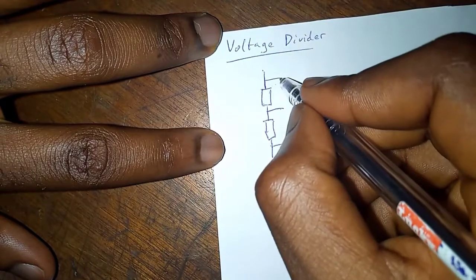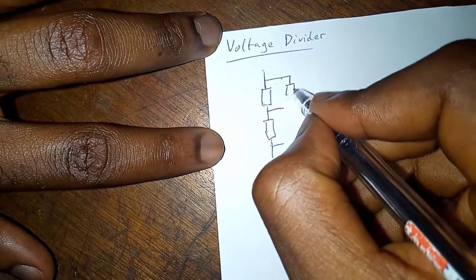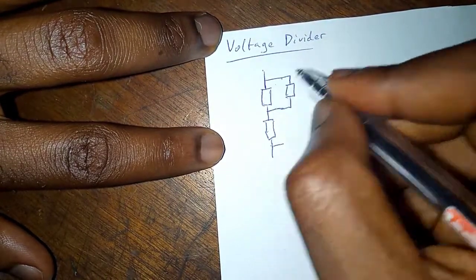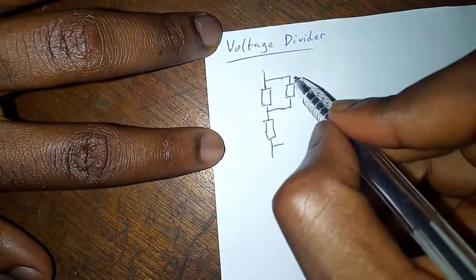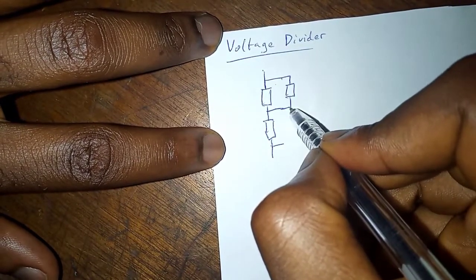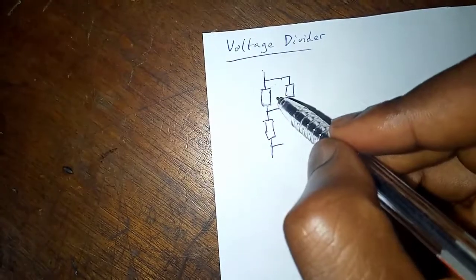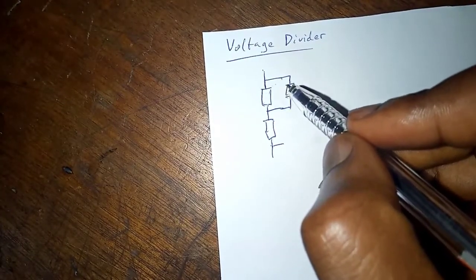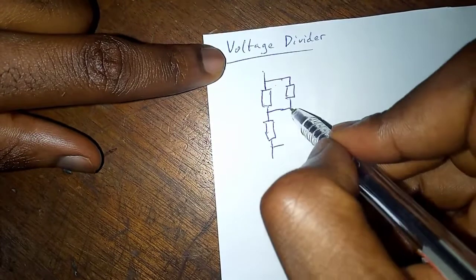But in a parallel circuit like this, you can see that the potential here is the same as the potential here. Potential here is the same as the potential here. So the voltage here is equal. The voltage here is equal to the voltage here.